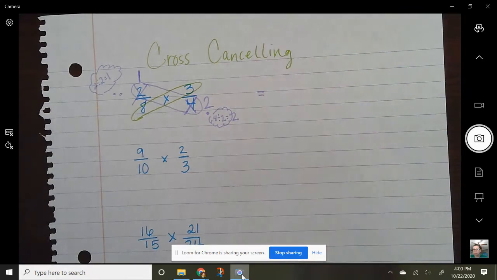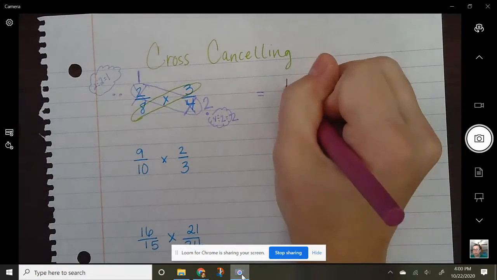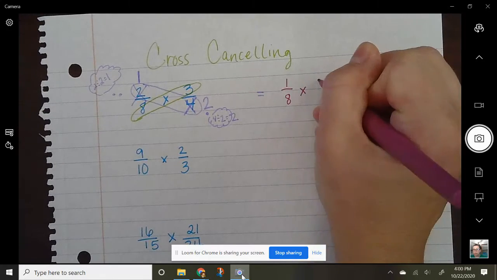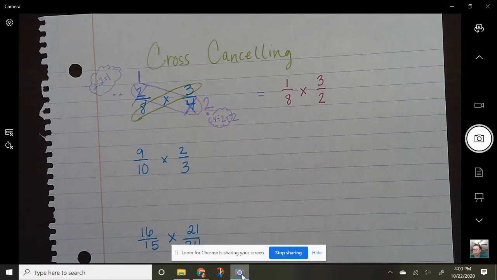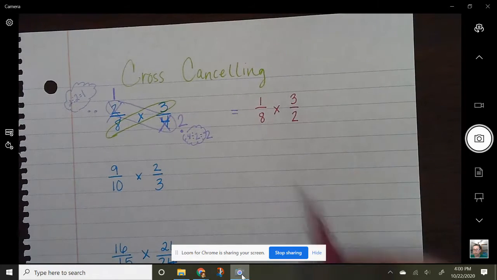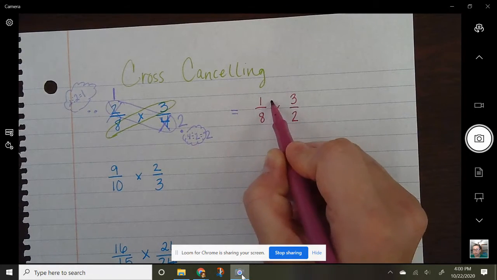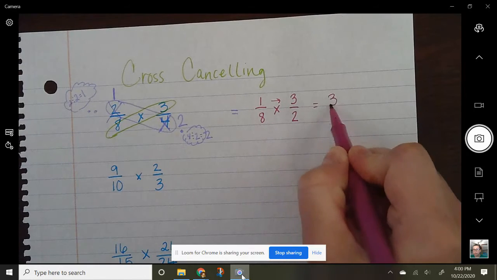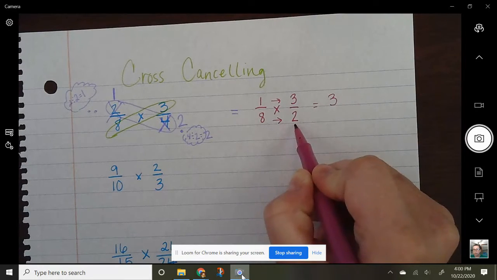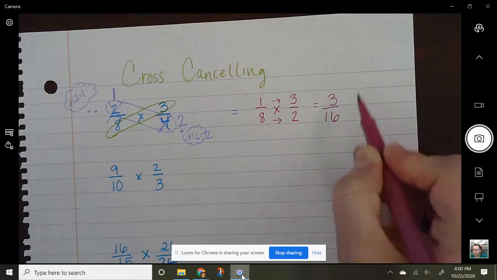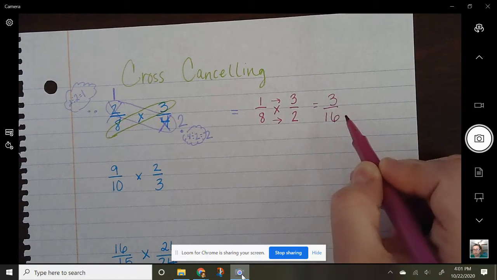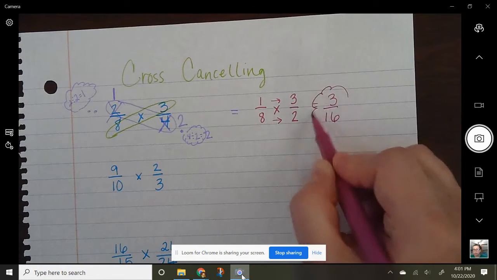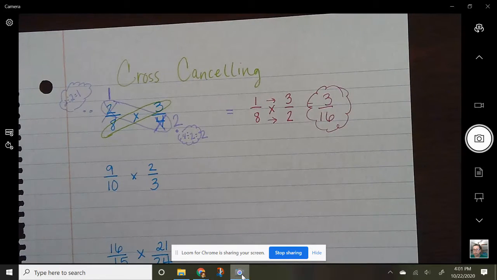So my new problem, and I'm going to switch colors just so you can see it, is 1/8 times 3 over 2. Yes, it's improper. It does not matter at this time. And then you just multiply like normal, going across. 1 times 3 is 3. 8 times 2 is 16. And then you would need to check, is there another way I can reduce? In this instance, you cannot simplify it any further. It is in lowest terms, and there is your answer.